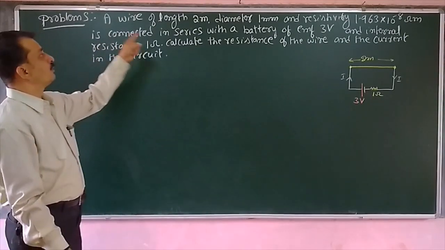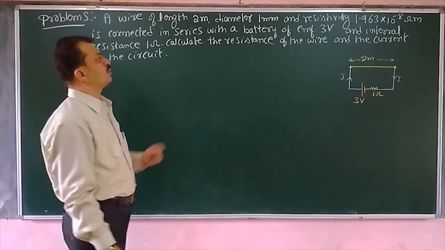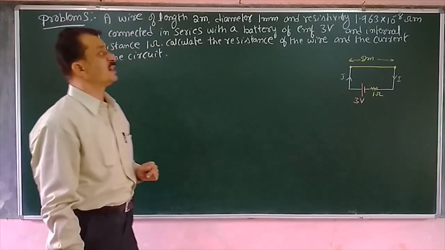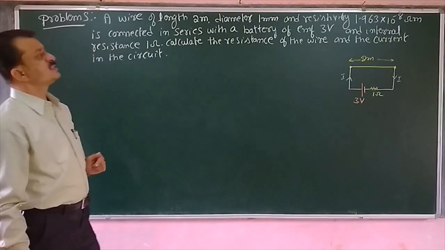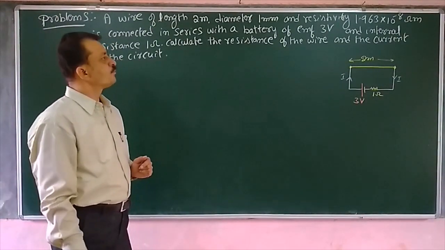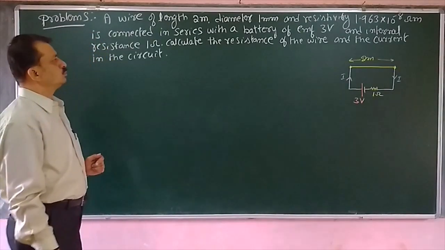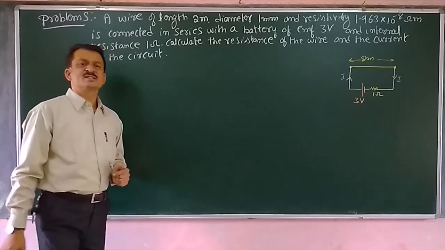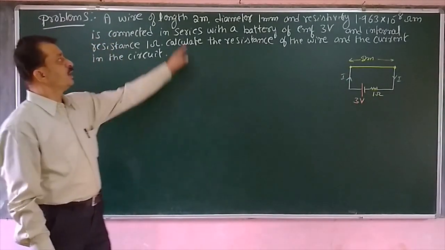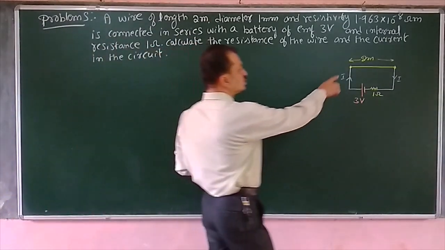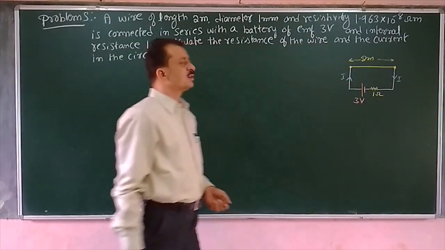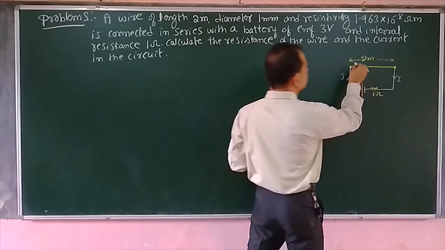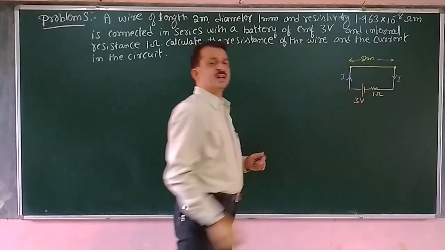Next problem. A wire of length 2 meter, diameter 1 millimeter and resistivity 1.963 into 10 to the power of minus 8 ohm meter is connected in series with a battery of EMF 3 volts and internal resistance of 1 ohm. Calculate the resistance of the wire and the current in the circuit. They have given a 2 meter length wire. Its diameter is given and resistivity is also given. First we have to calculate what is the resistance of the wire.